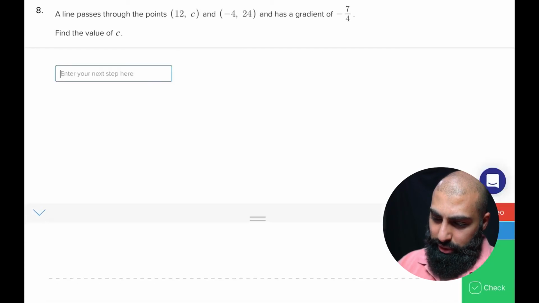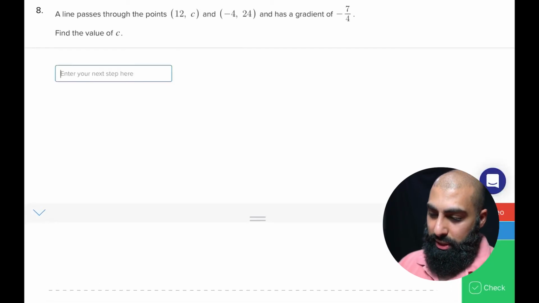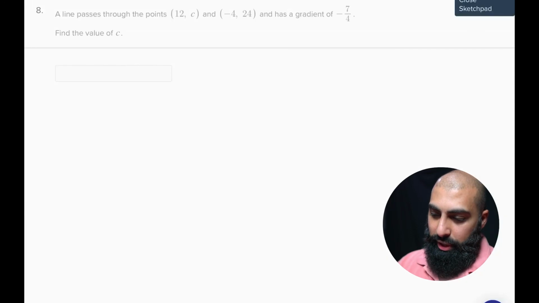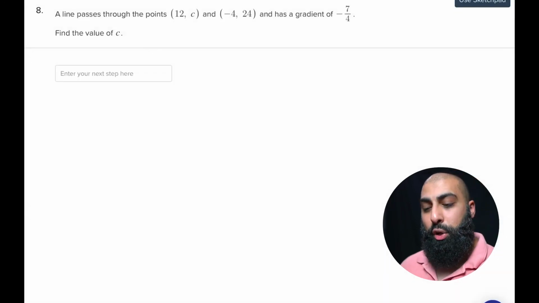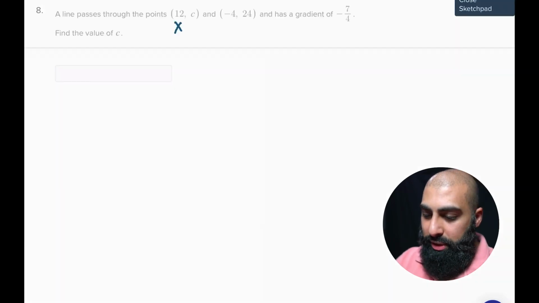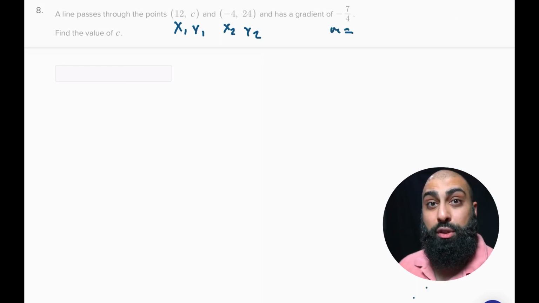Let's just skip ahead and see if we get a different question. Oh, here we go. Look, question 8. Question 8 says, a line passes through the point 12, c and -4, 24 and has a gradient of -7 over 4. Find the value of c. Let's label these x1 and y1, x2 and y2. We already have our gradient, which is -7 over 4. Let's substitute these values into the formula.